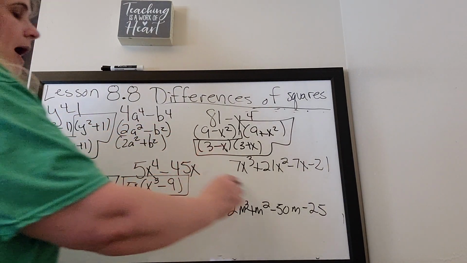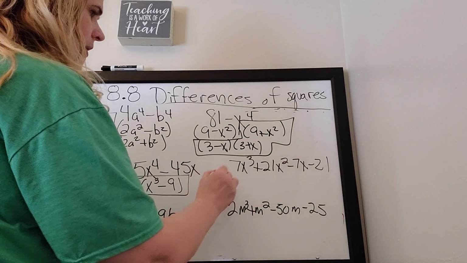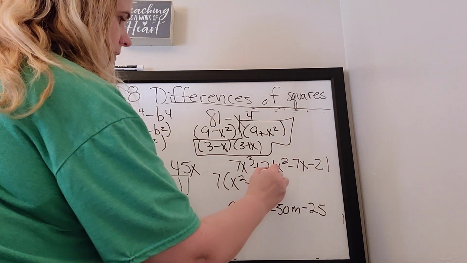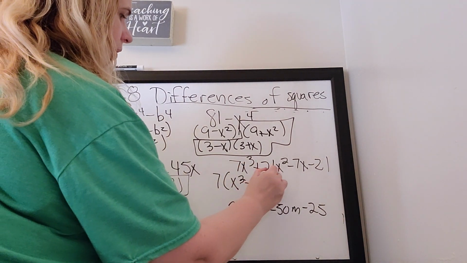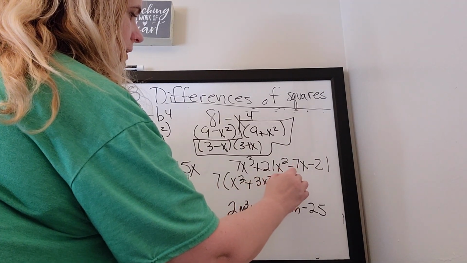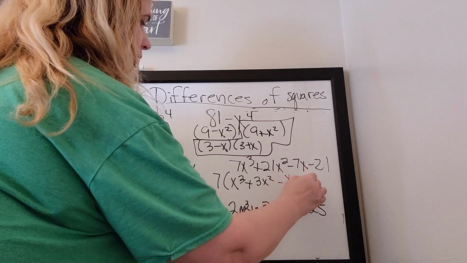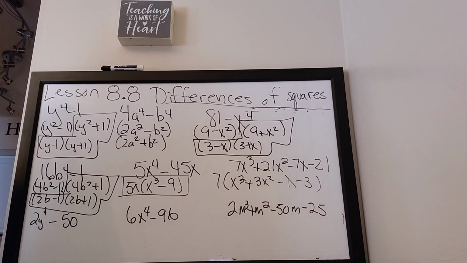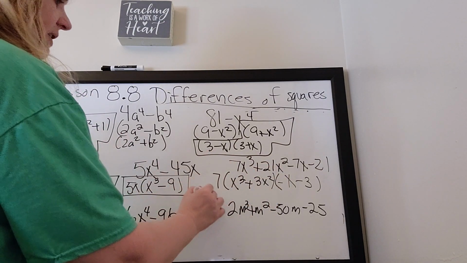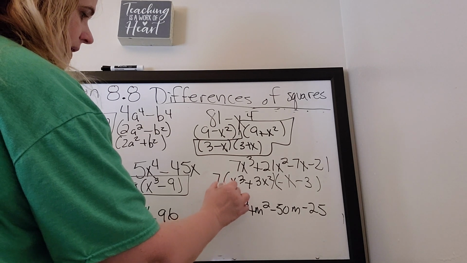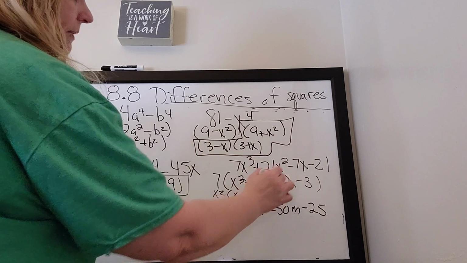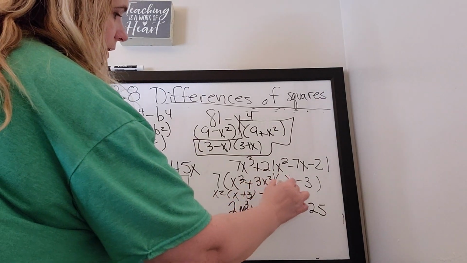Okay, so here I'm going to take out a 7. So I'm left with x cubed plus 3x squared minus x minus 3. So I can separate these, and then take out what they have in common. So this one has an x squared, so I'm left with x plus 3. I'm going to take out a negative 1, so I'm left with x plus 3.